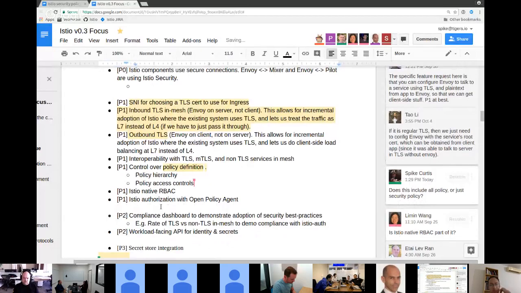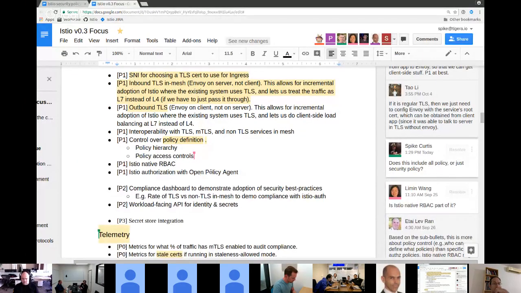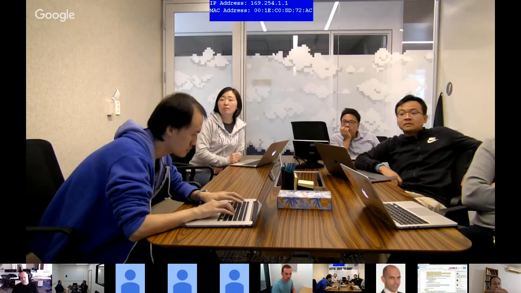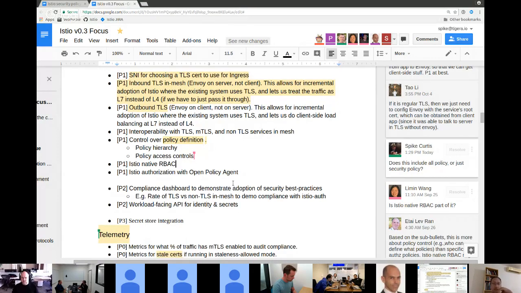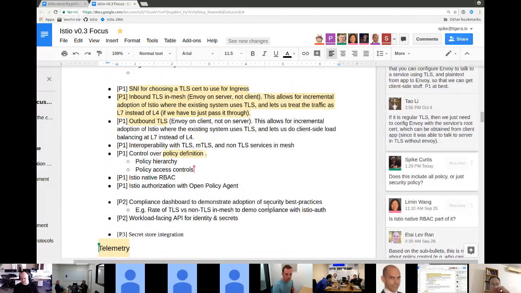And then we have Istio native RBAC, which I believe we have discussed in this working group as well, right? And Istio authorization with Open Policy Agent. There are design docs for both of those out now if people are wondering about the next level of detail of what that actually involves. I don't think it's necessarily worth getting into the P2s and P3s for this meeting, other than to ask, is there stuff missing that people think should be P0 or P1? Are some of the things listed as P2s or P3s miscategorized in people's opinion?